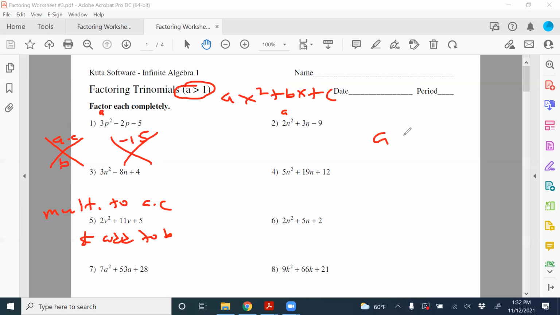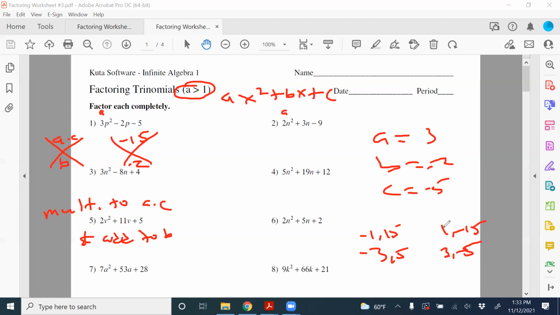So it might help to even write it out. A is 3, b is negative 2, and c is negative 5. Now, what two numbers multiply to negative 15 and add to negative 2? Negative 1 and 15, always start with 1 and itself, and one has to be negative because you have a negative product, or negative 3 and 5. But we see that if I reverse the signs, you can get 3 and negative 5. That would work out. So that's what we got for that one.